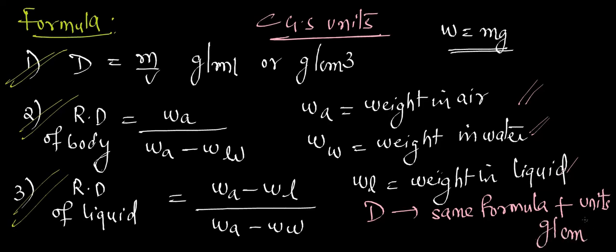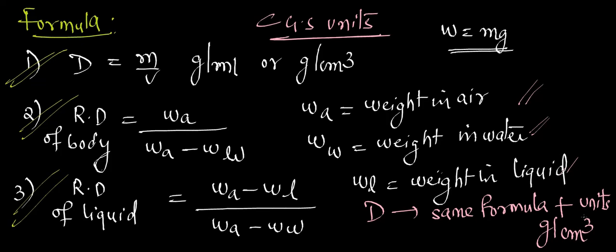Gram per centimeter cube. These formulas are applicable for CGS values of density. Which formula should you apply for density? Second or third? If they ask you to find the density of the body, then you have to use the second formula, keep the units. If they ask you to find the density of a liquid, then take the third formula, keep the units.